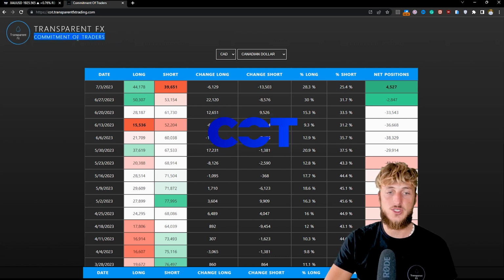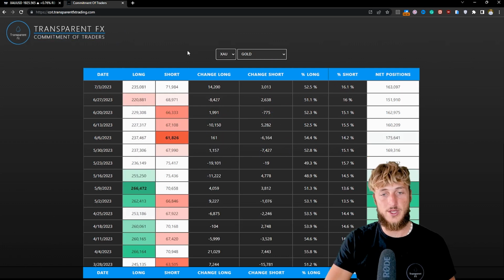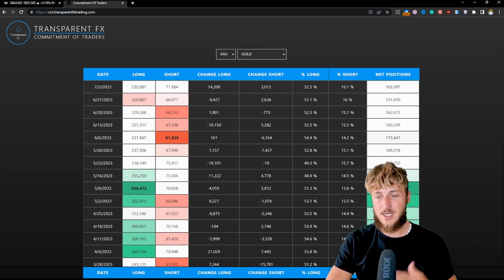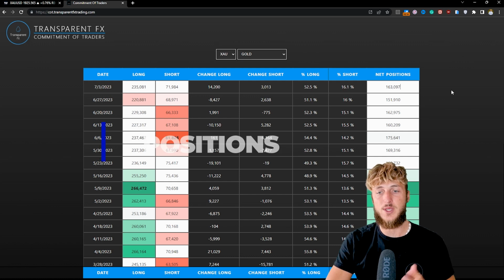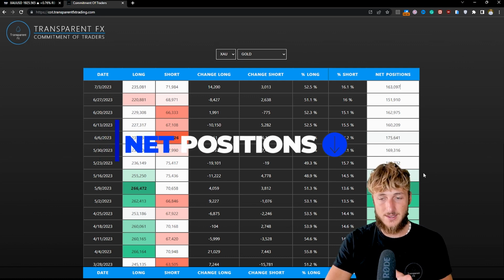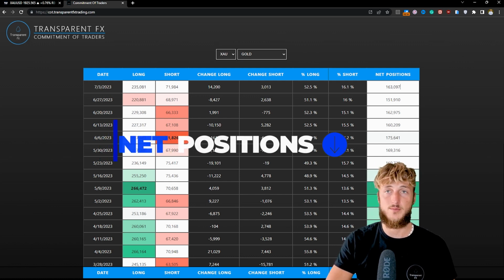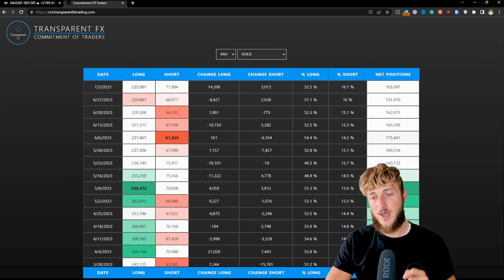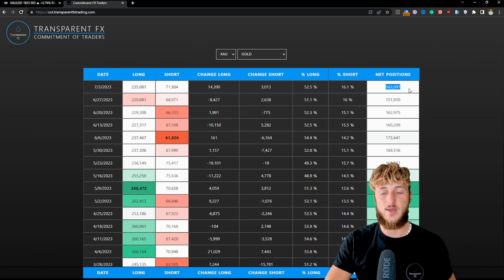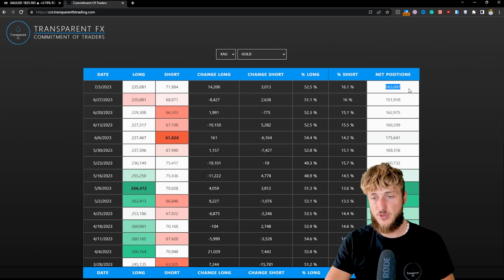Because if we go and see what we have when it comes to the commitment of traders and we check the data precisely for gold, what we can see is that with the last reports, net positions have been massively decreased. In fact, hedge funds, so the biggest players in the market, went from having 195k net positions all the way down to having only 163k net positions.